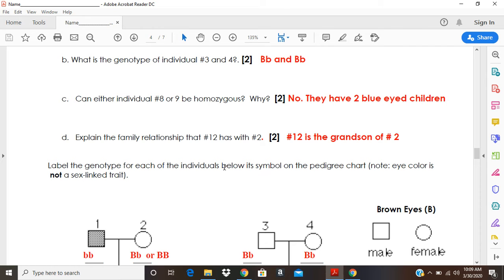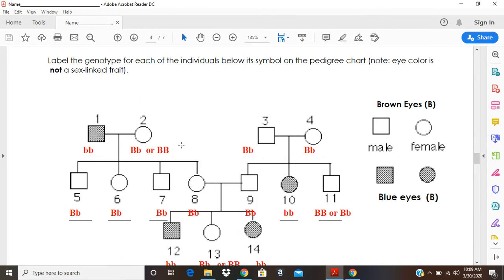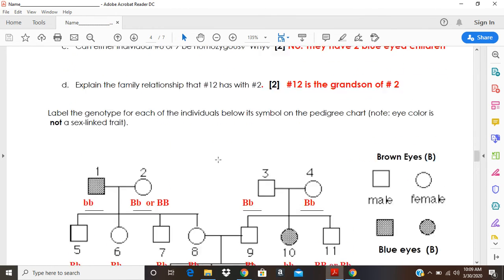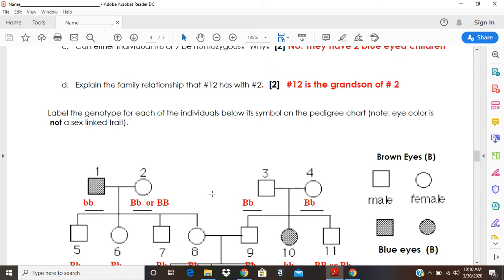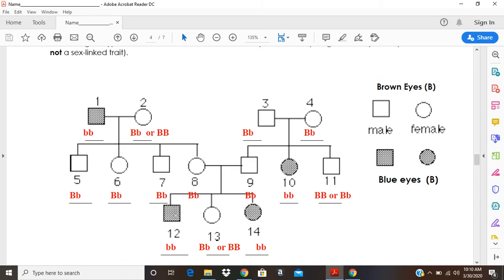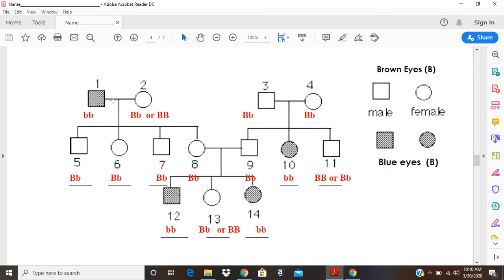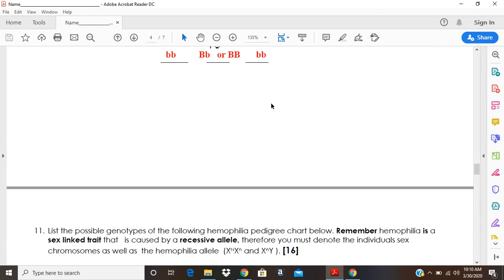Can either 8 or 9 be homozygous? The answer to that is no. And the reason for that is because they have 2 blue-eyed children. And the relationship between 12 and 2: 12 is the grandson of 2. Here's generation 1, generation 2, generation 3. So these 3 individuals here, 12, 13, and 14, are the grandchildren of 1 and 2 and of 3 and 4. Okay? All right, moving on now.